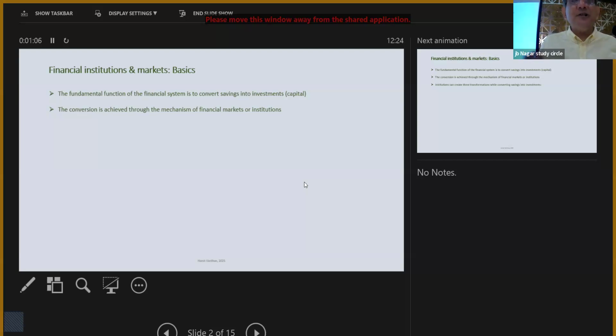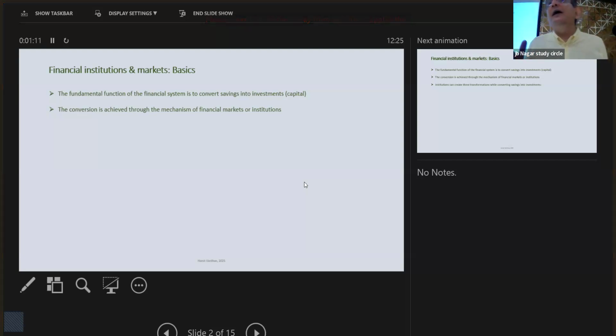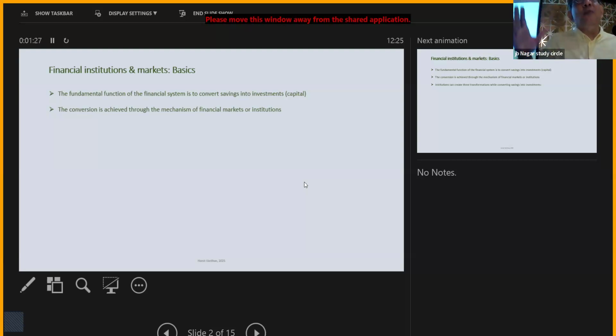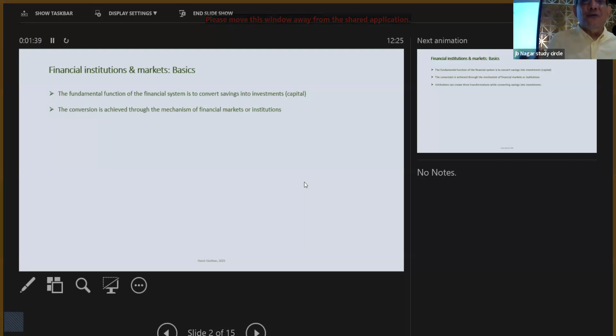And this conversion is achieved through the mechanism of the financial system, which consists of two main parts. One is financial institutions like banks, NBFCs, insurance companies, and so on, and then financial markets: the equity market, the debt market, the derivatives market. So there are either institutions or markets. The entire composition of the financial sector in any country can be broken up into these two types. What are the financial institutions? What are the markets? And they interact with each other, in the sense that institutions participate in the markets and so on and so forth.